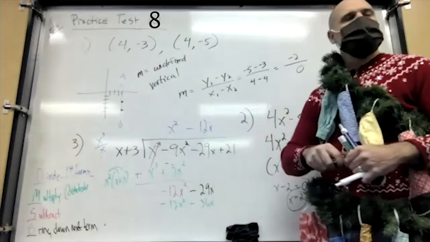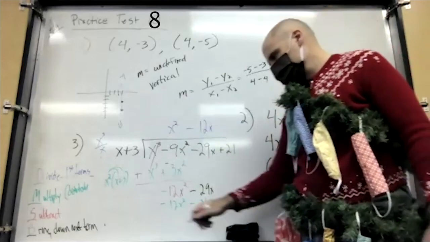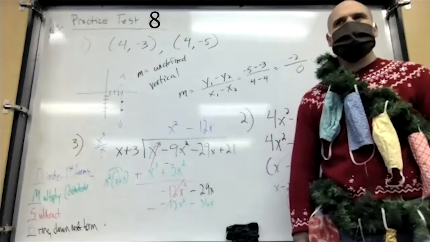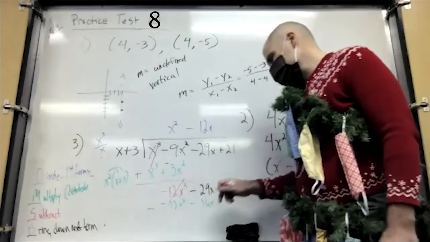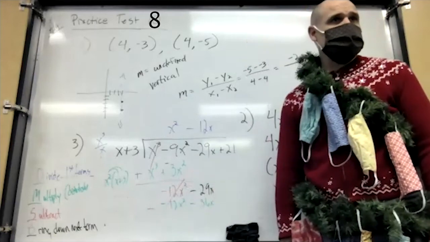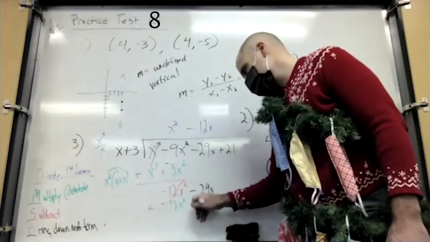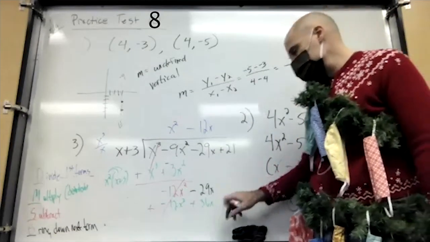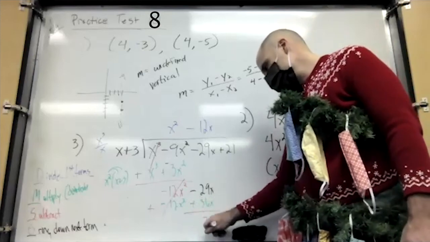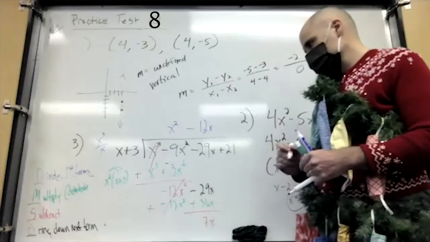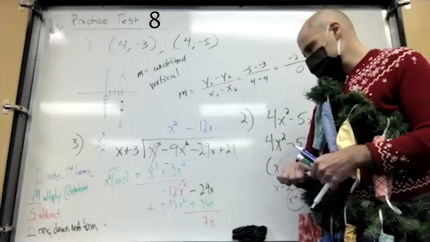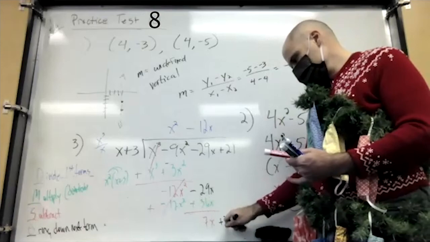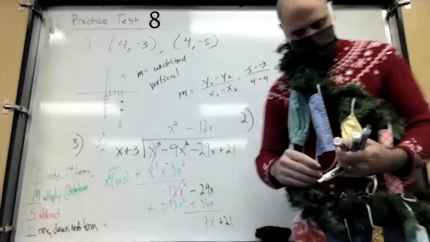Last step, or before you bring down the next one, subtract. So remember, you can just ignore that first term because those will always cancel. So minus 36x. What's that? Plus positive 36x combined with a negative 29x. What is that? 7x. Good. Last step, bring down the next term. Plus 21. This is going to end up real nice, I think.